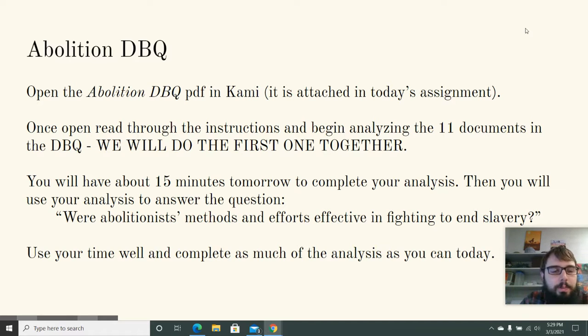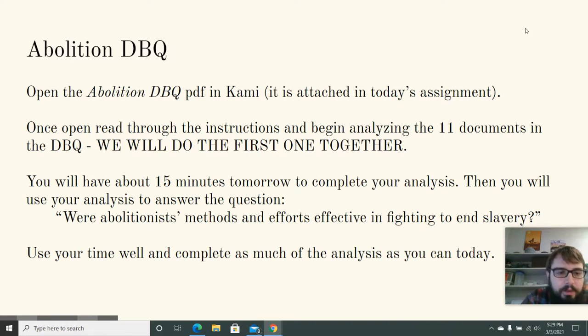Once we open, we're going to read through the instructions, begin analyzing the 11 documents in the DBQ. Don't panic. I will explain why there are 11. Don't panic. It's not too much, I promise. We're going to do the first one together.